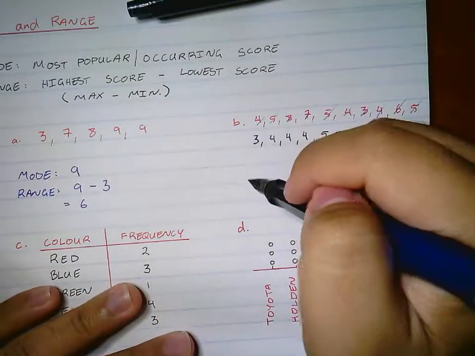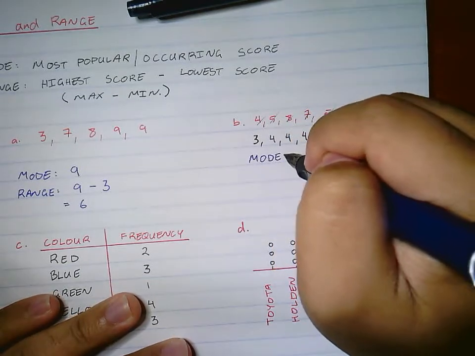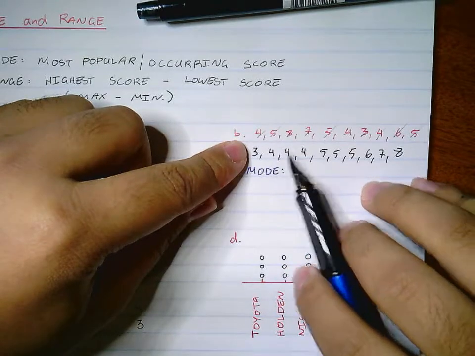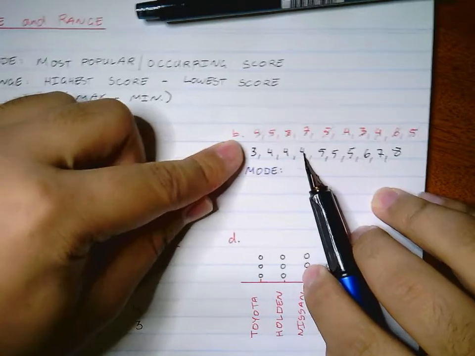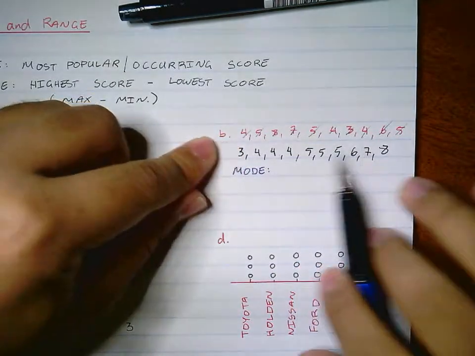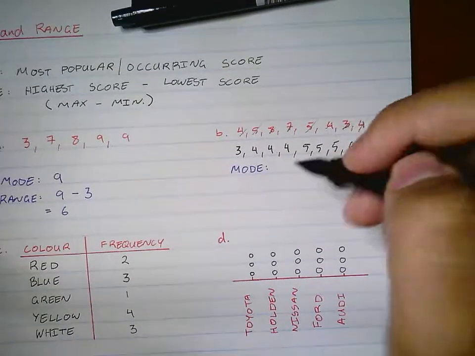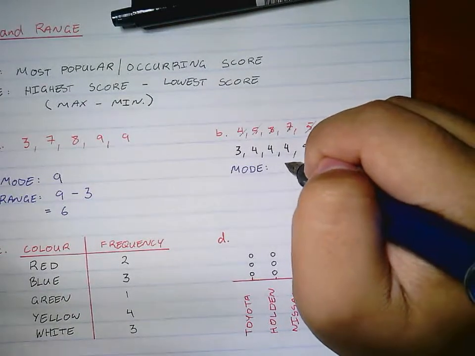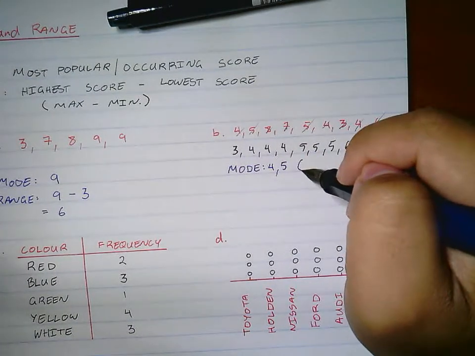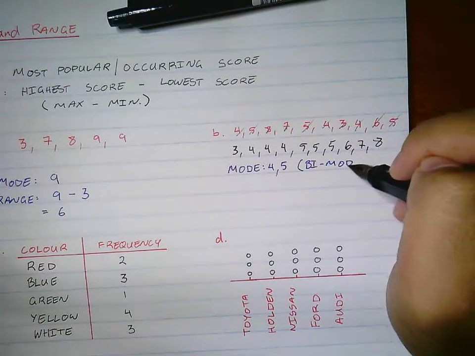So the mode, let's take a look at the mode. If we take a look now, 4 occurs 3 times, 1, 2, 3, and 5 also occurs 3 times, 1, 2, 3. In cases such as this, it is indeed possible to have 2 modes. Okay, so our mode is actually 4 and 5, and we call this bimodal.